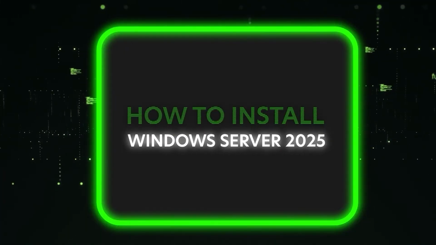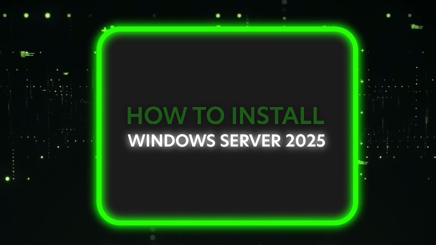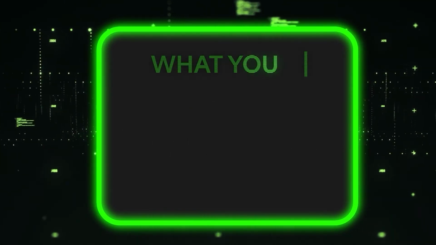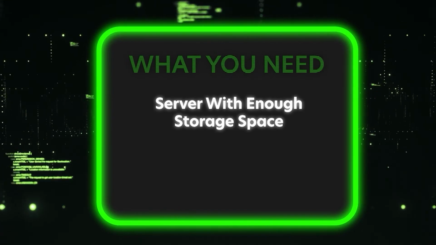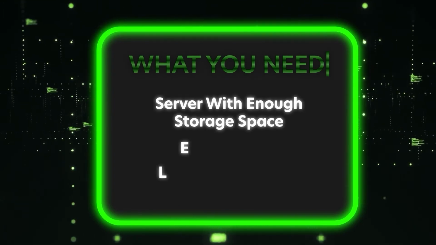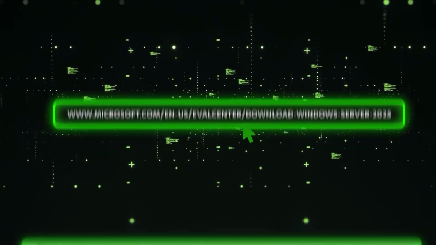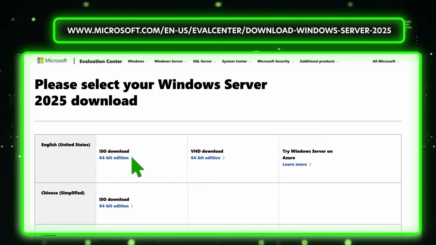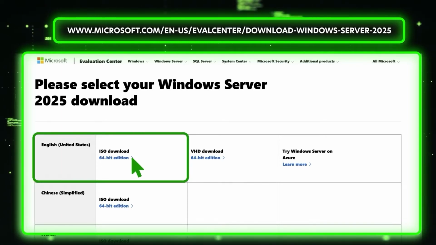Hey, this is Mason with Cloud Ninjas, and today I'll be showing you how to install Windows Server 2025 onto your Supermicro AS-3015MR-H8TNR Microcloud server. All you'll need is a server with enough storage space, a USB, and a laptop or desktop. First, go to this website link here and download the English 64-bit edition for Windows Server 2025. You will need this ISO file for the next step.